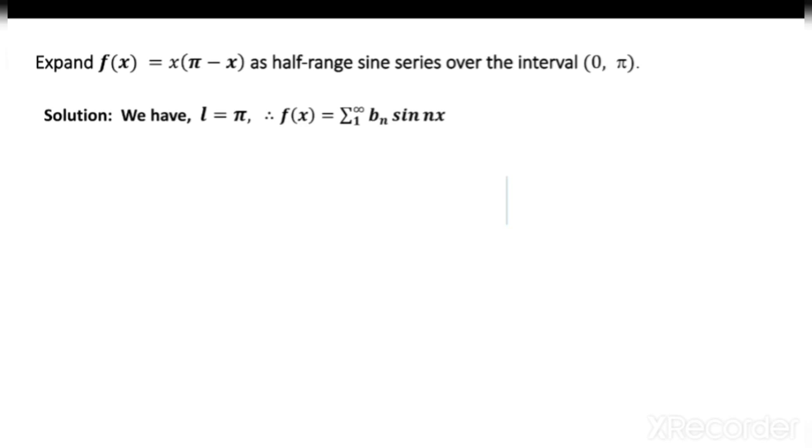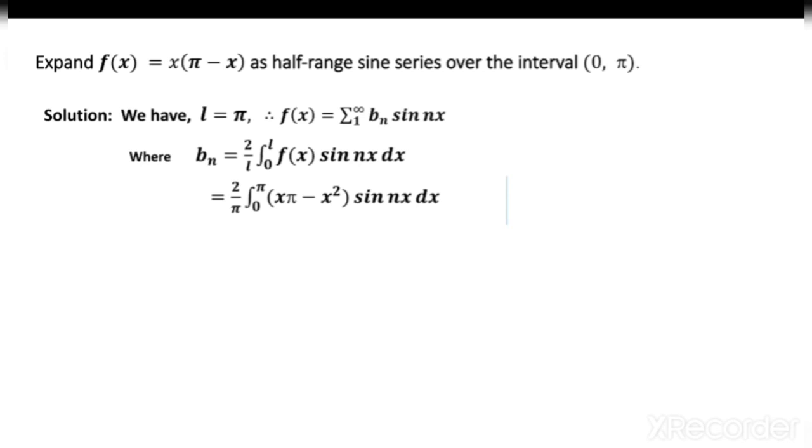Solution. As you have written the sine half range series, and I have already discussed that you need to replace L by pi. So f of x equal to summation bn sine nx, because it was sine n pi x by L if the interval is 0 to L. When you put L equal to pi, your pi cancels and you will be getting sine nx. bn equal to 2 by L integral 0 to L f of x sine nx.